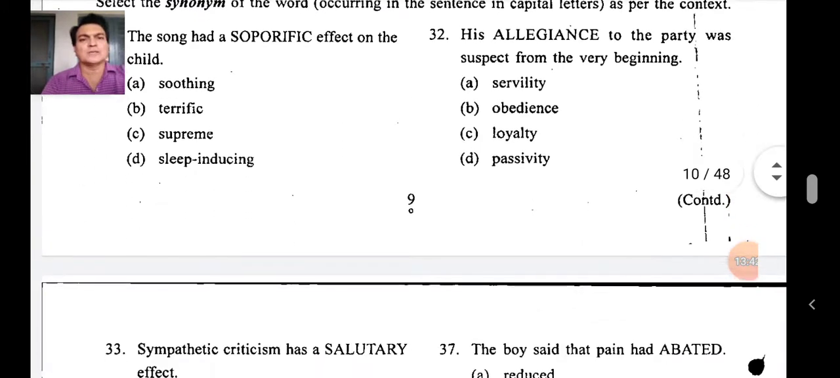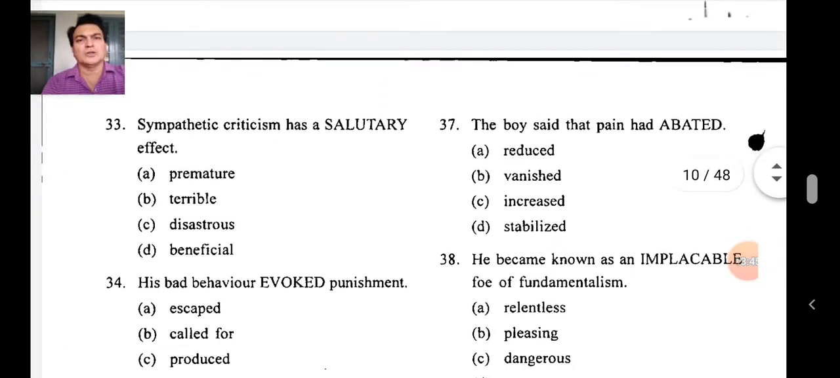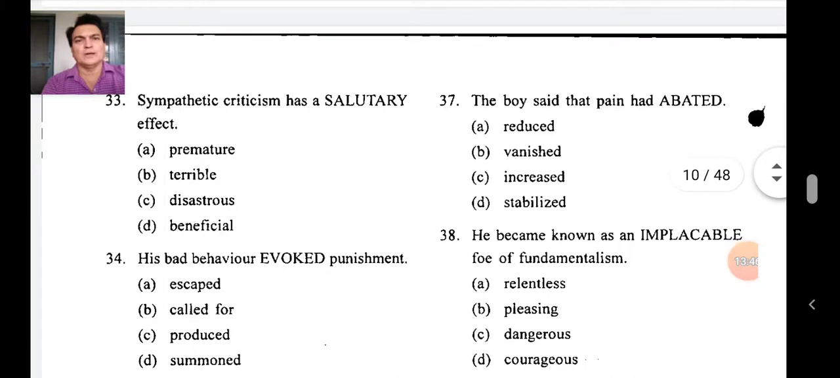So let's move on to the next question now. Questions number 33 and 34 we will take up. Sympathetic criticism has a salutary effect. Salutary effect: premature, terrible, disastrous, beneficial. Salutary means which will have a good effect, which will be very beneficial. So beneficial will be the synonym of salutary. His bad behavior evoked punishment. So here, what is the meaning of that?